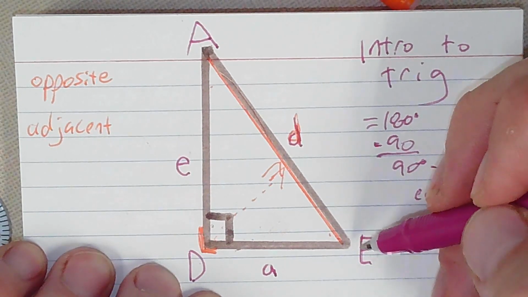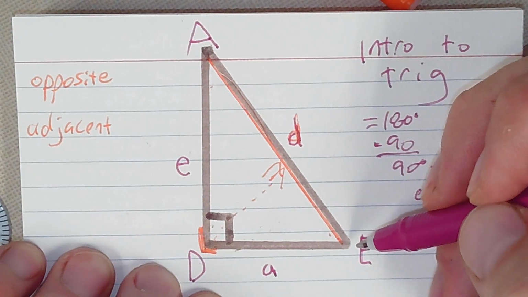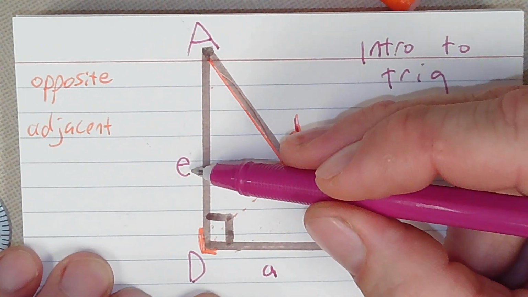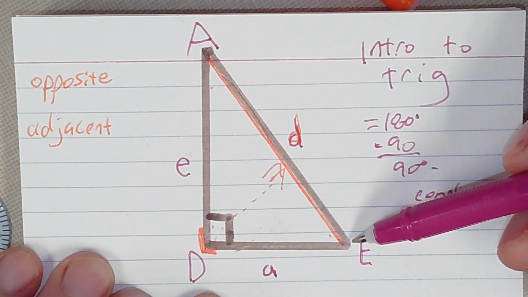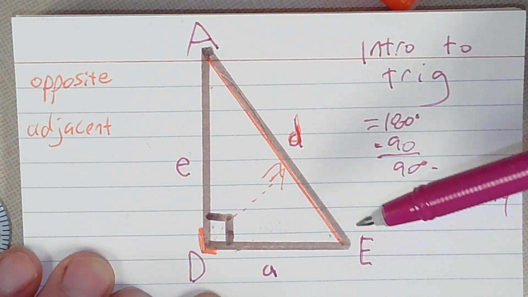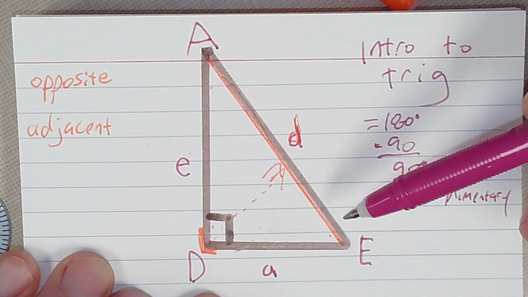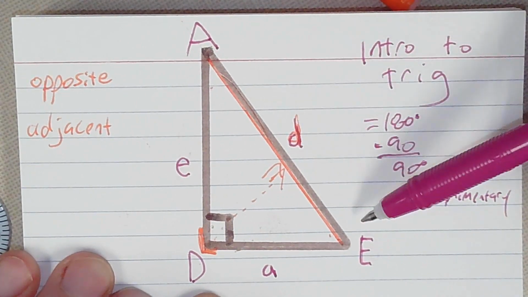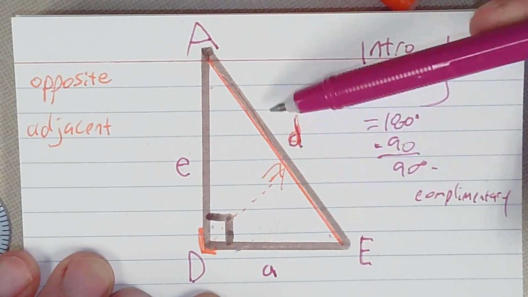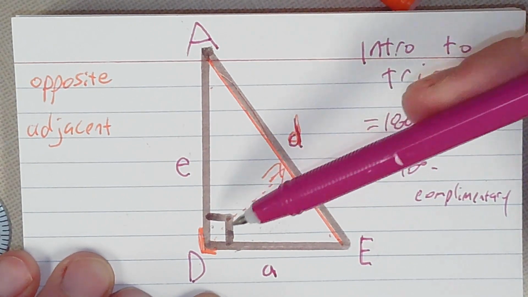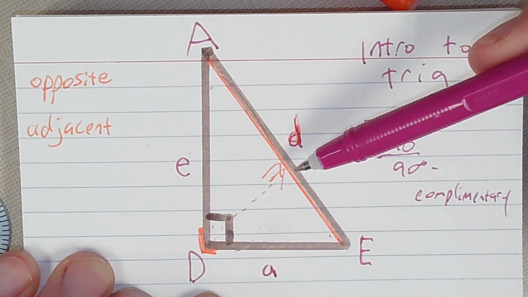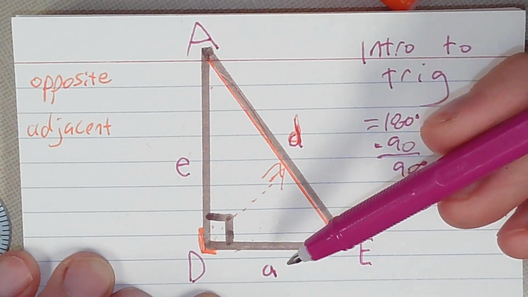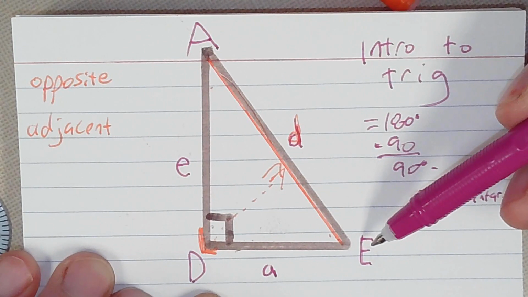The opposite line segment of angle E is this little guy, angle E. And the adjacent line segment is angle A. And although D is also adjacent to angle E, it's the hypotenuse. And there's only one hypotenuse. We're going to call it the hypotenuse because the hypotenuse is opposite the 90-degree angle. There is and only will ever be one hypotenuse. So A is the adjacent line segment of E.